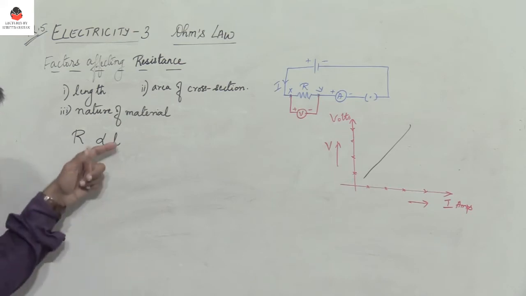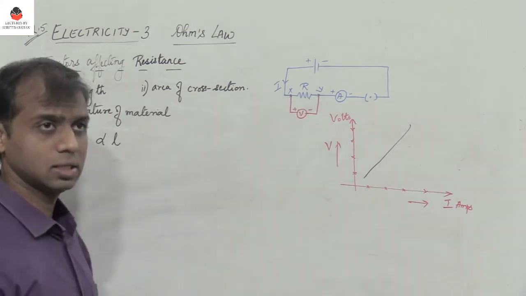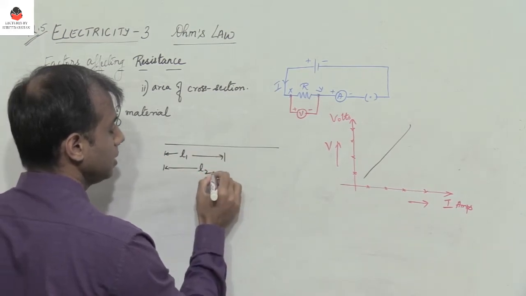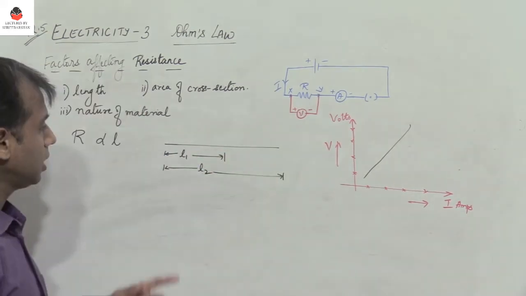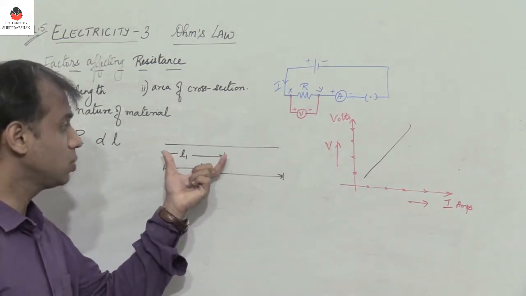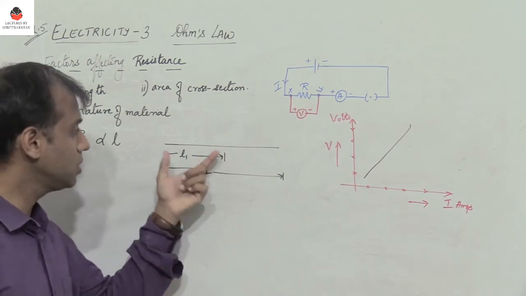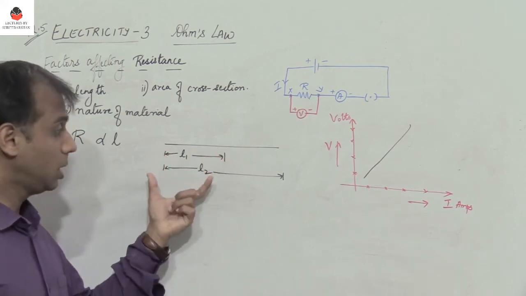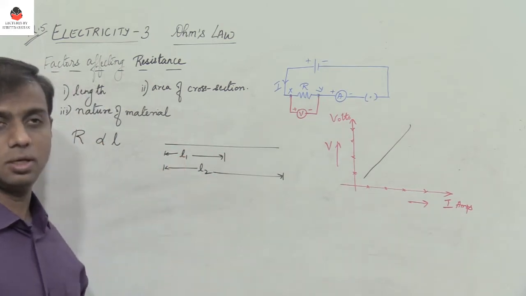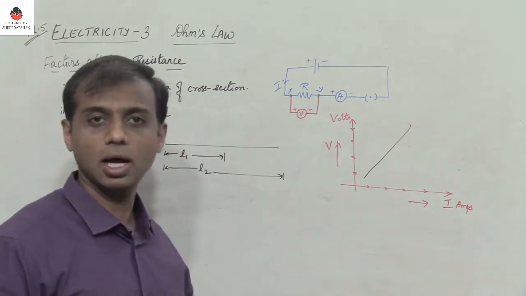So if the current has to move through the conductor for say a given length L1 and then for a given length say L2. If current has to flow through L1, then of course the resistance will be less because it travels a shorter distance. But if the charges have to move through a longer distance, definitely resistance will be much larger.